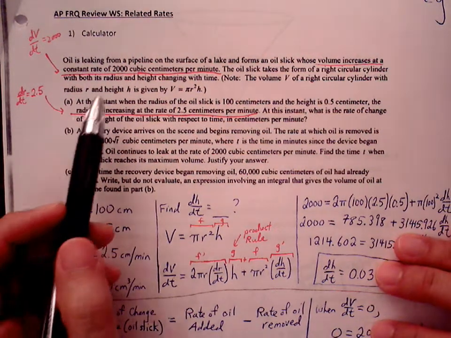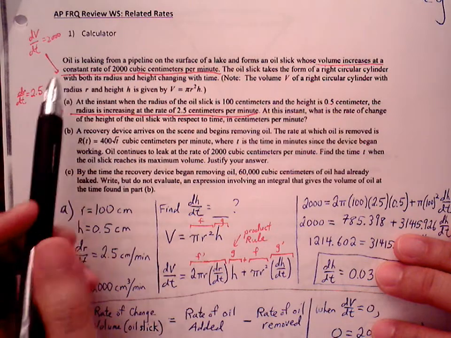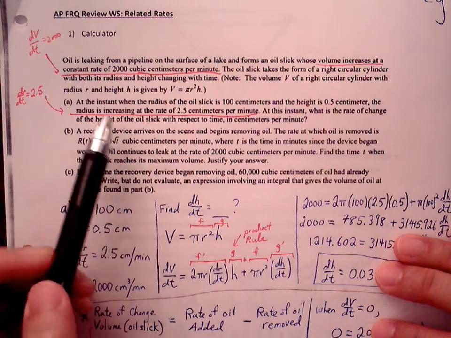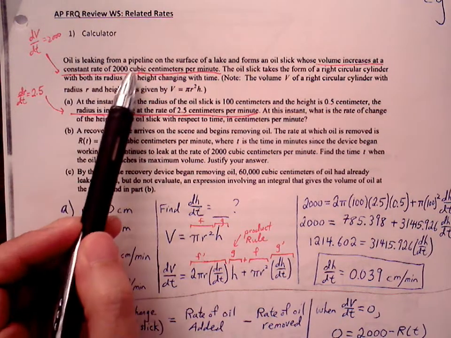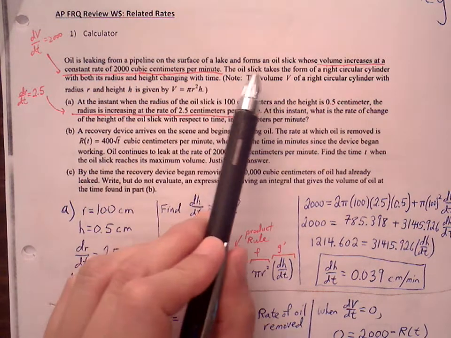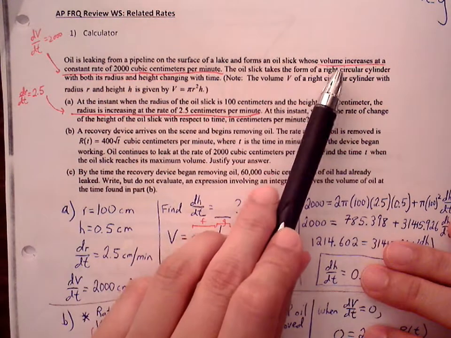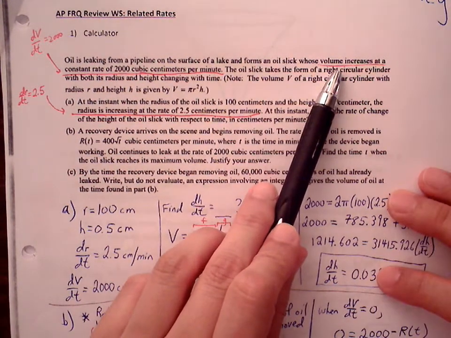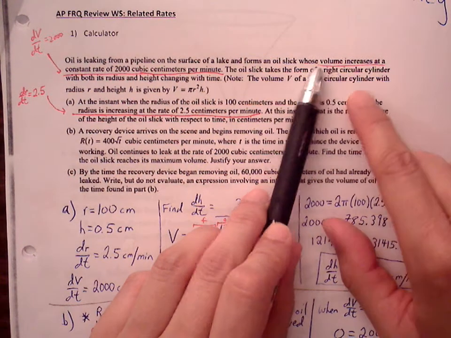Let's look at number 1 from Related Rates AP Review. This is a calculator problem. So oil is leaking from a pipeline on the surface of a lake and forms an oil slick whose volume is increasing at a constant rate of 2,000 cubic centimeters per minute.